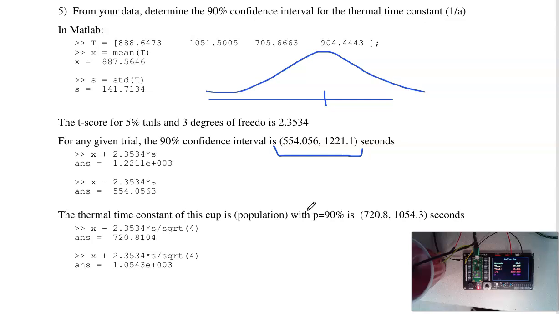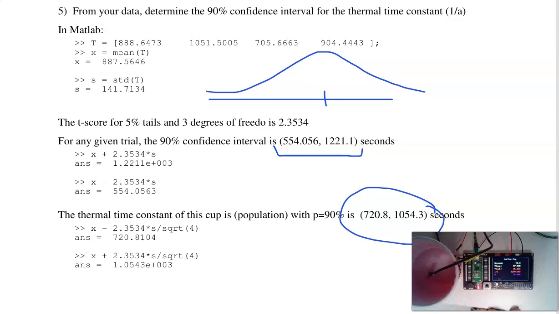There is a thermal time constant for this coffee cup. Coffee cup right here. What it is, I don't know. As I get more and more data points, I'll have a better measurement of it. With sample size of 4, I divide the variance by the sample size, meaning divide the standard deviation by the square root of sample size. The actual time constant is somewhere in this region with a probability of 0.9. So that is homework set number 8 for Advanced Embedded Systems.